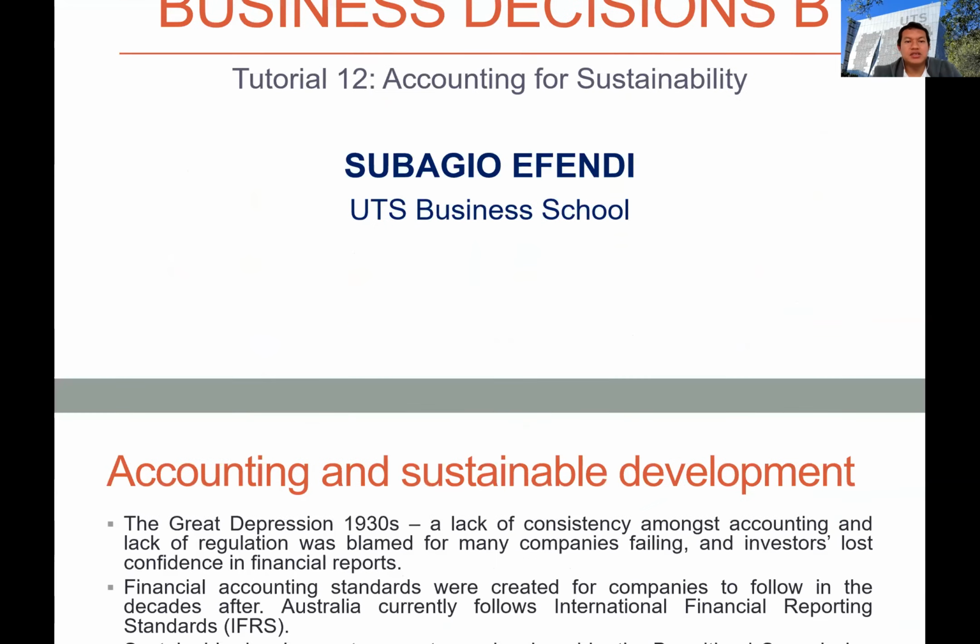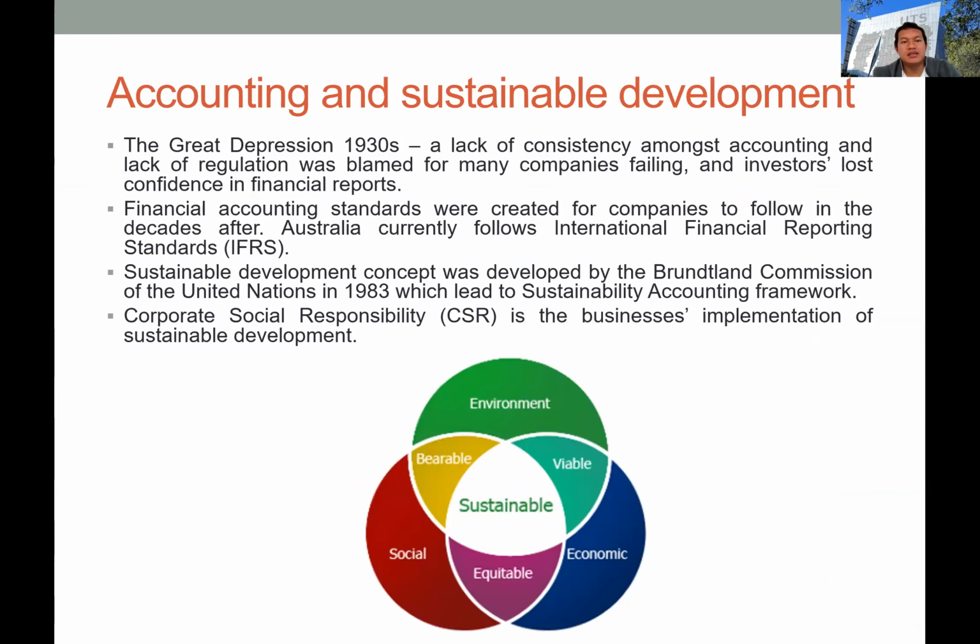Okay, a little bit of history about this concept. In the late 1930s, we had an economic recession in the US, the Great Depression. Because of the lack of consistency of financial statements, investors lost trust in the financial reports, and this made the US capital market collapse. The problems spread into other capital markets and made a huge depression in several countries.